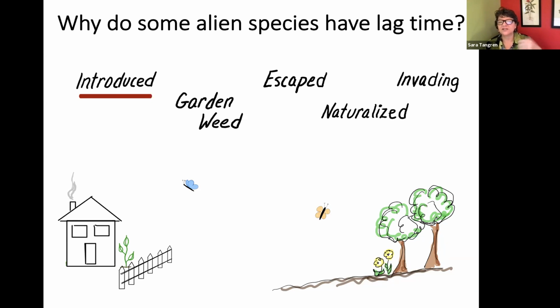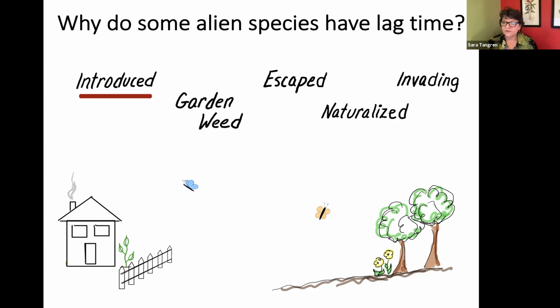So what is that about? Why do some species show up and man, they're invasive, and then other species have this huge lag time? So there are some words that are used in invasion ecology a lot: introduced, weed, escaped, naturalized, and invading.